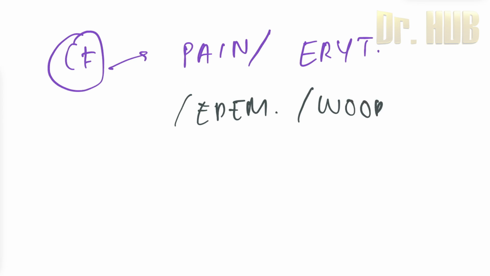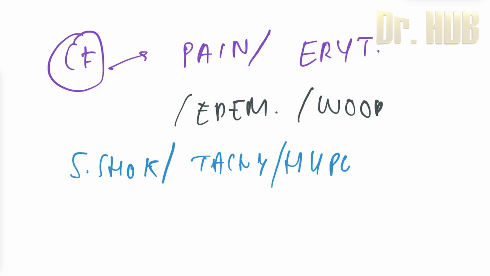Next are systemic features. They include fever, septic shock, then comes tachycardia, hypotension, and ultimately it can progress to DIC, disseminated intravascular coagulation, as well as multi-organ failure.